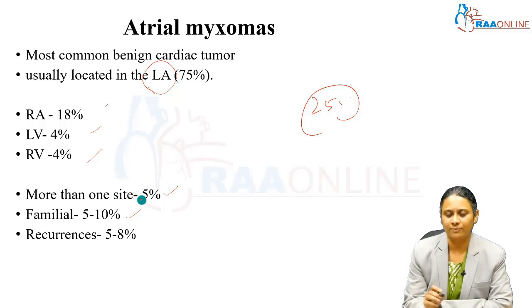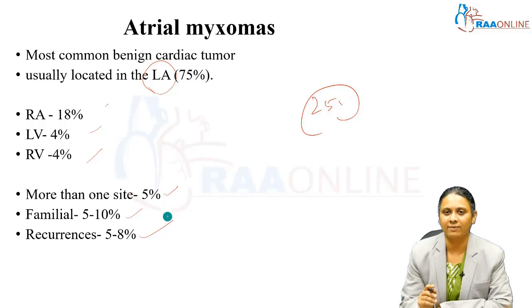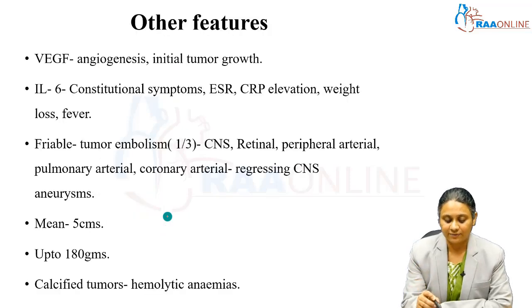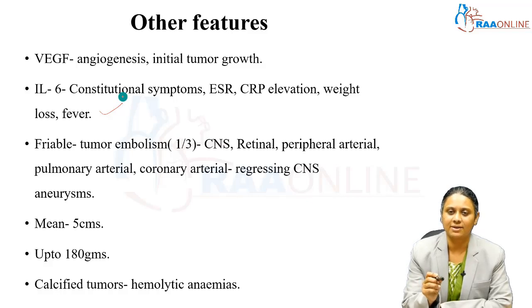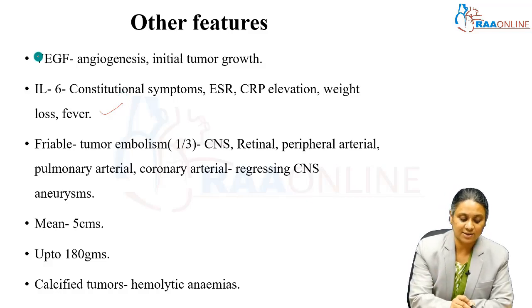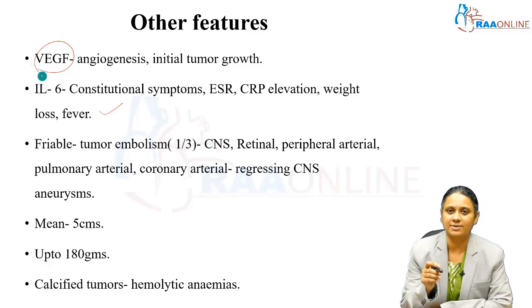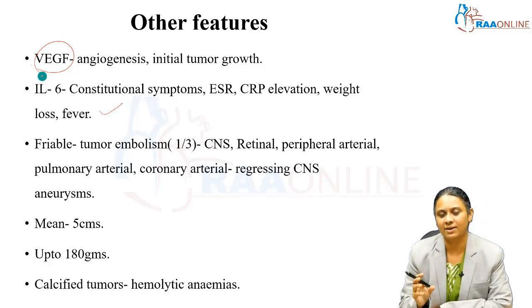Recurrences are seen up to 5 to 8% of patients where we have to suspect syndromic myxoma like Carney's complex, LAMB or NAME syndrome. Other features, very commonly expressed cytokine is the interleukin 6 which is responsible for the constitutional symptoms of myxoma. The other factor is the vascular endothelial growth factor which is responsible for the initial tumor growth and angiogenesis. That is why it is very vascular and friable.